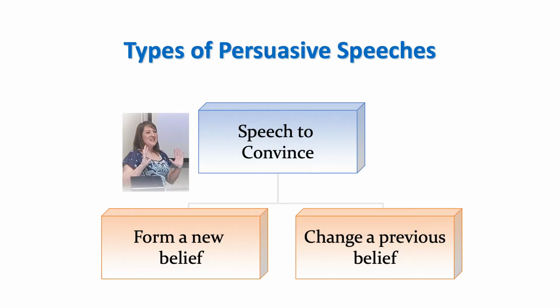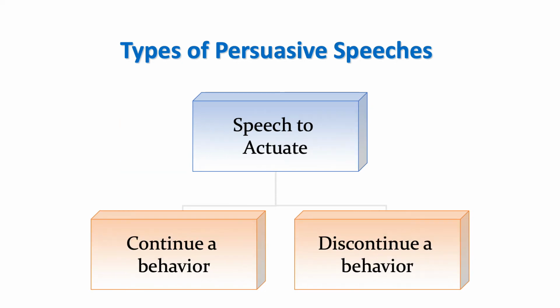Typically, there are a couple of different types of persuasive speeches: speeches to convince, which form a new belief or change a previous belief, and speeches to actuate, which continue a behavior, discontinue a behavior, or start a new one. And so traditionally, persuasive speeches fall into one of those two categories.